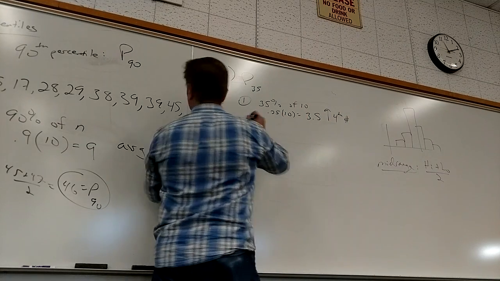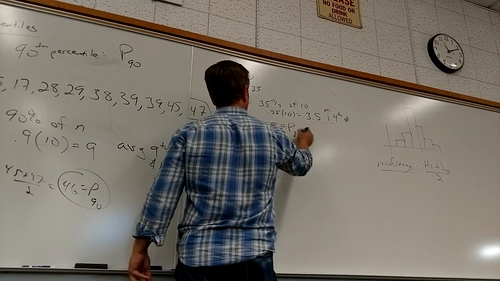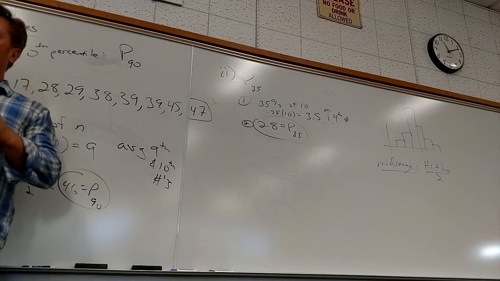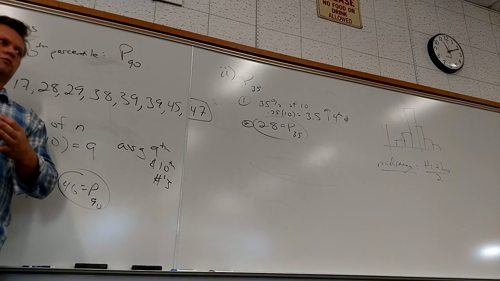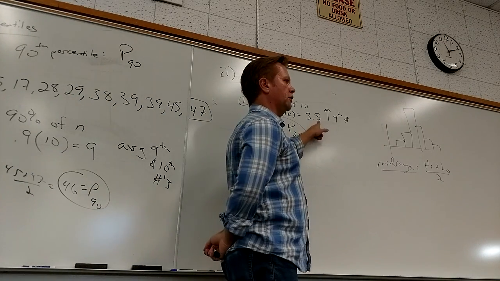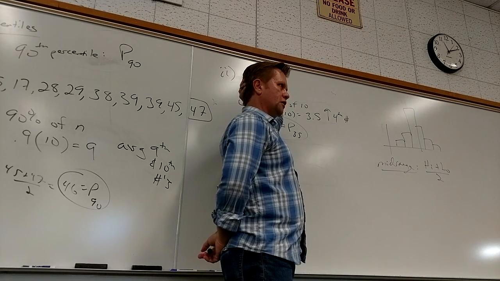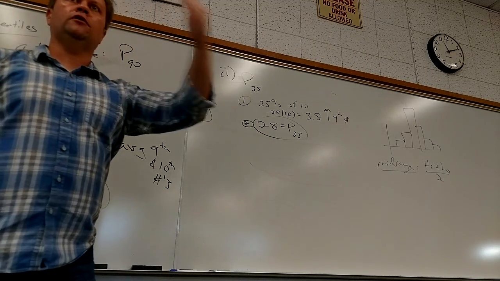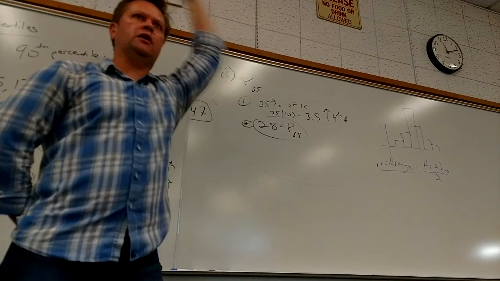What's the fourth number? 28. Do you ever round down? No. So if this would have been 3.1, I would have rounded up to the fourth number. Because what do you do if it's 3? You average the third and the fourth. So anything more than 3 pushes it to the fourth number being the answer.